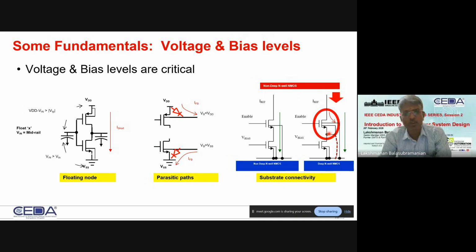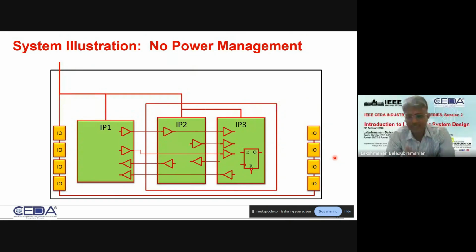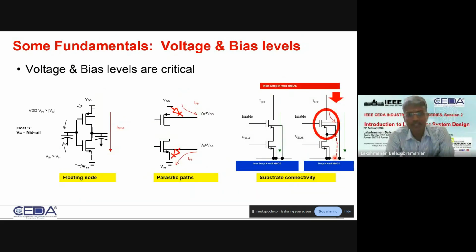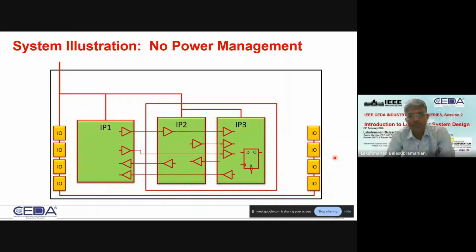Your simulation will not show it. Most of the checkers will not show it. It will escape. And when you manufacture the device, it will have a short to ground, and that will cause both functional and high current issues. High current issues can be potentially catastrophic, causing very high currents burning the device, right? So these are some reasons why voltage and bias levels have to be appropriate. Now, with that background, I will go to a system level example. So let's take these 3 IPs which are connected together.